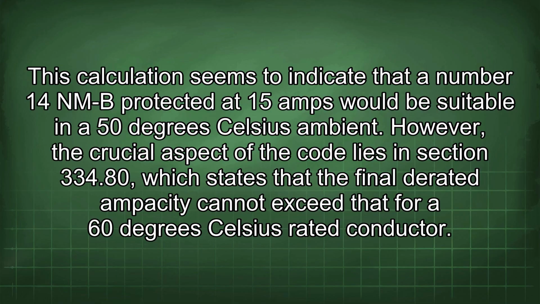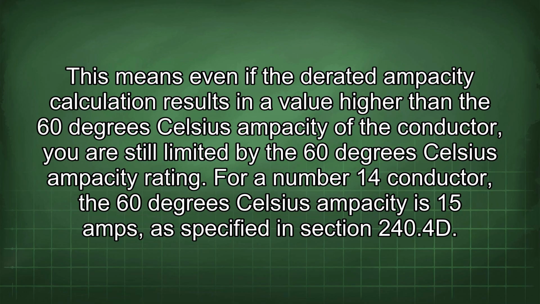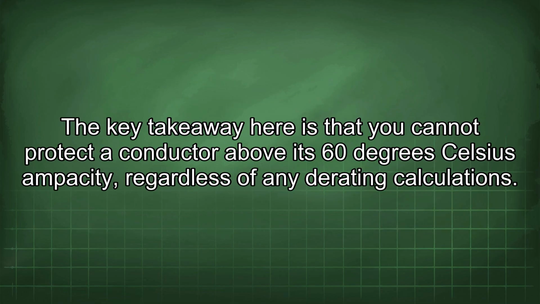334.80, which states that the final derated ampacity cannot exceed that for a 60 degrees Celsius rated conductor. This means even if the derated ampacity calculation results in a value higher than the 60 degrees Celsius ampacity of the conductor, you are still limited by the 60 degrees Celsius ampacity rating. For a number 14 conductor, the 60 degrees Celsius ampacity is 15 amps, as specified in section 240.4(D).